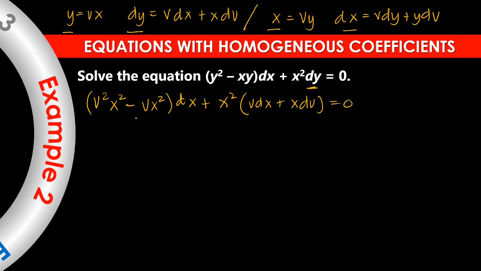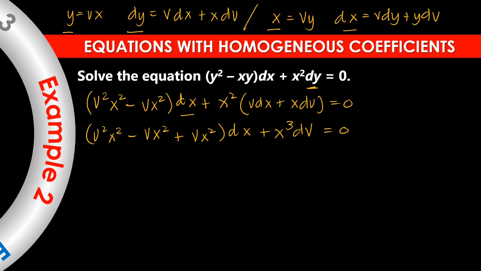So what is the next step? The next step is to combine like terms. Here we have three terms whose multiplier is dx: 1, 2, and 3. So we combine them: v squared x squared, minus vx squared, and then plus vx squared, and then we multiply them by dx. And then plus the lone term containing dv, which would be x cubed dv, equals 0.